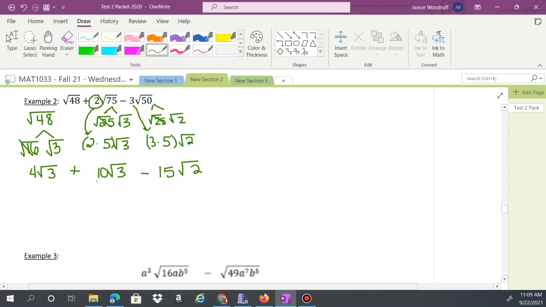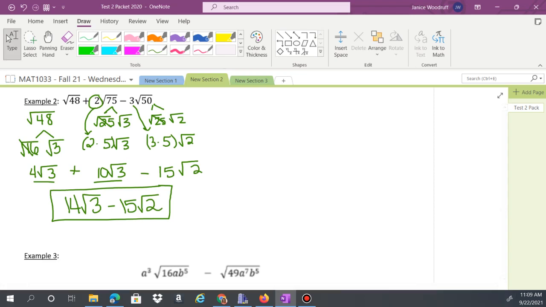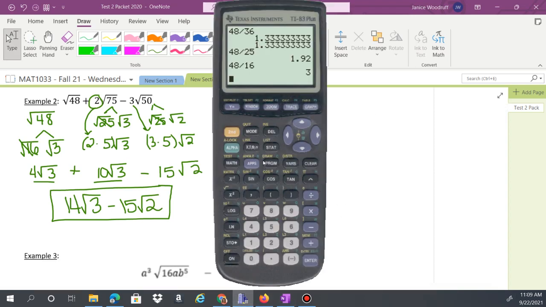Now we simplified all the terms. Which ones can we add? Yeah, I can only add these first 2 terms because they have the same ending. The root 2 I can't add. So here I have 14 root 3 minus 15 root 2. That's as simplified as I can make this, and sometimes you can't simplify it into one nice, concise number. That's okay. And then let's just go ahead and check that.